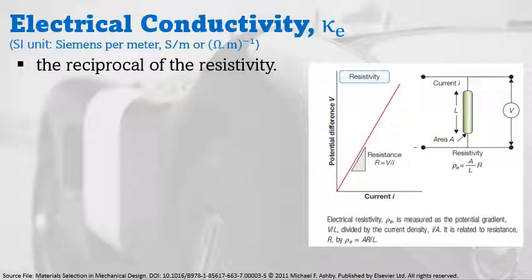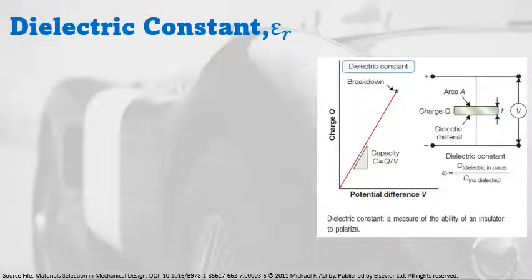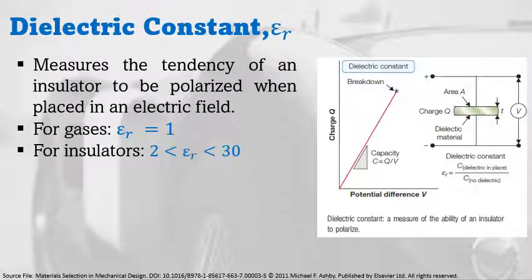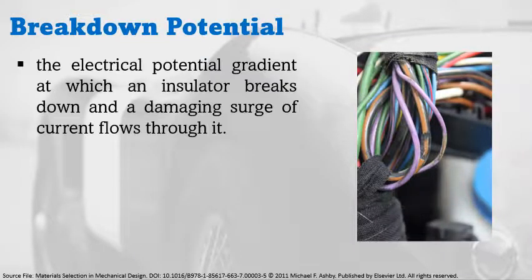Electrical conductivity, on the other hand, is the reciprocal of resistivity. The dielectric constant is the measure of the tendency of an insulator to be polarized when placed in an electric field. For gases, the dielectric constant is equal to 1. For insulators, it ranges between 2 to 30. Breakdown potential is the electrical potential gradient at which an insulator breaks down and a damaging surge of current flows through it.